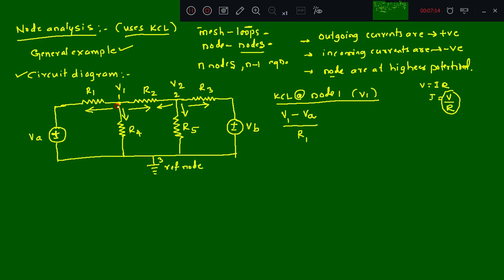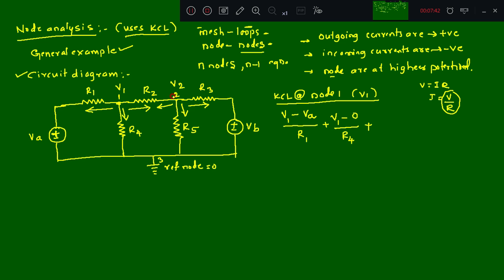Next, here is one more current which is outgoing. The V1 reference voltage is what? Ground, which is equal to 0. So V1 minus 0 divided by R4. V1 minus 0. Why? Because 0 is the ground. Divided by R4, plus one more is there in this path.